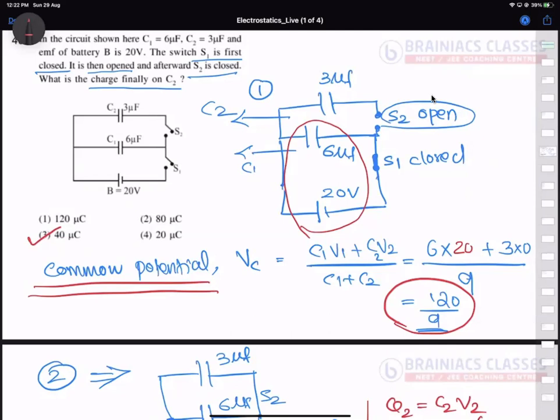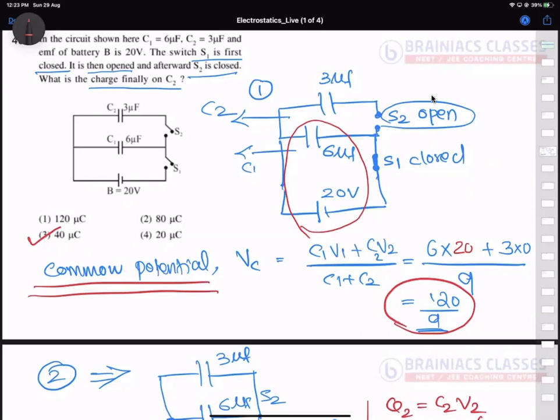The question will never ask that S2 is closed first and S1 is open. Questions will never ask like this. The question will always ask like S1 is closed and S2 is open. Why? Because when S1 closes, the battery connection can be established, and only then can charge flow from the 20 volt battery. The charge is flowing to the 6 microfarad capacitor. But the C2 capacitor is disconnected.